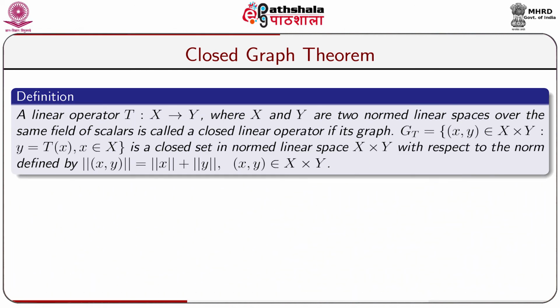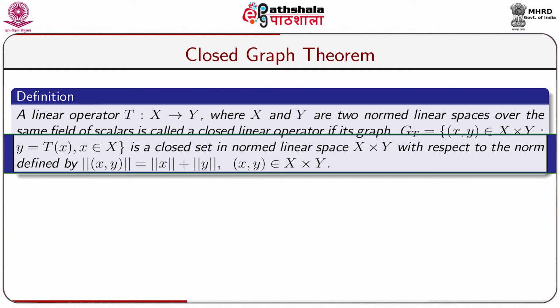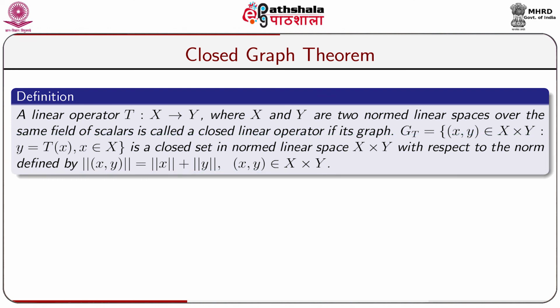A linear operator T mapping from X to Y, where capital X and capital Y are two normed linear spaces over the same field of scalars, is called a closed linear operator if its graph, that is GT, equal to the collection of all elements (x, y) belonging to X cross Y such that y is equal to Tx and x belongs to capital X, is a closed set in the normed linear space X cross Y with respect to the norm defined by norm of the pair (x, y) equal to norm of x plus norm of y, where (x, y) is an element of X cross Y.